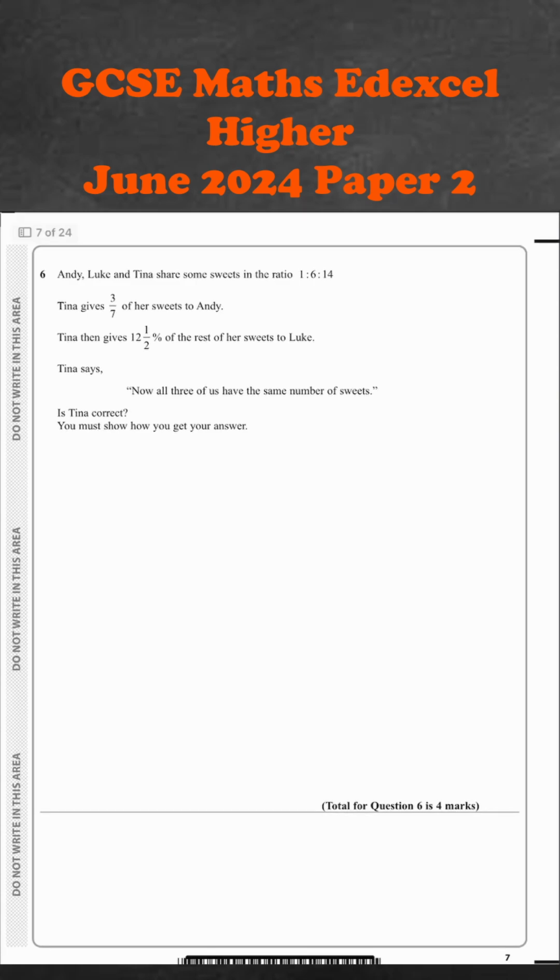So if we have a ratio of 1:6:14, that means Andy had 1 out of 1 plus 6 plus 14, which is 21. Luke had 6 out of 21. And Tina had 14 out of 21. So, for the Andy gifting of sweets, Tina had 14 out of 21. She gives 3/7 of her sweets to Andy, which I'm just going to do on my calculator. So 14 out of 21 times 3 out of 7 just gives me 2 out of 7.